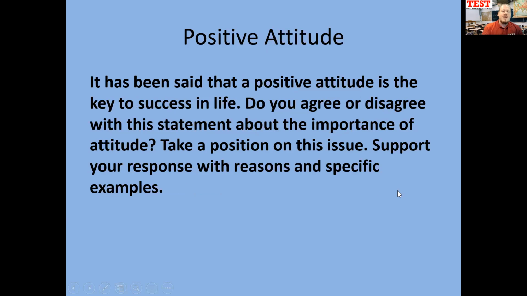There's the question. Next one, positive attitude. It has been said that a positive attitude is the key to success in life. I would tend to agree, but it's not always true. There are exceptions, right? So that's the intro. Here's your prompt. Do you agree or disagree with this statement about the importance of attitude? Take your position, blah, blah, blah. So how important is it to remain positive, to be optimistic, hopeful, confident, something like that?